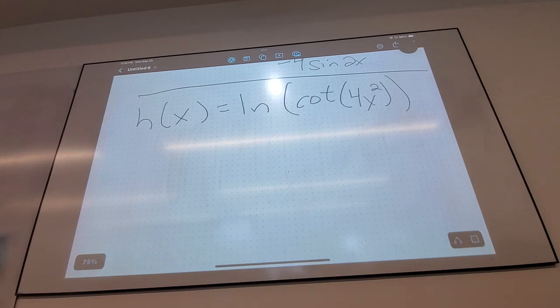I have a function inside of another function. It doesn't matter how many I've got inside of other ones, it just matters that I have a function inside. I know it's going to be chain rule. What's the outside function? That's the only thing I care about at first. So this is natural log of stuff, correct? Everybody remember how the natural log's derivative works? 1 over x. Natural log of stuff, the derivative is 1 over stuff.